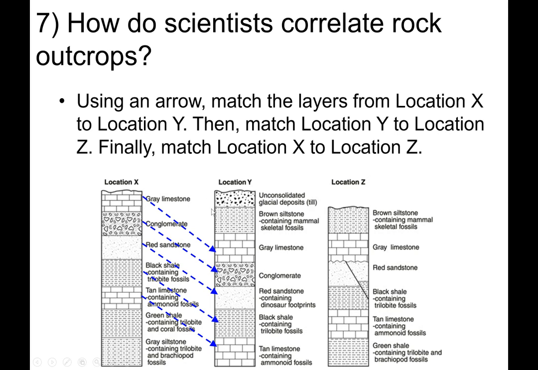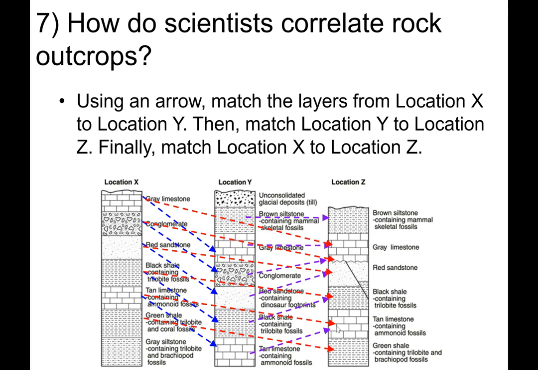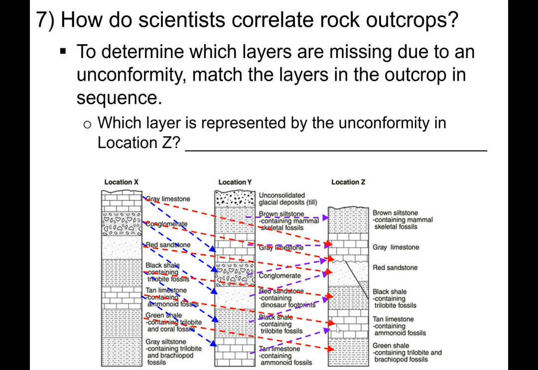And if I was to do the same thing from Y to Z, you see where the gray limestone is and the brown siltstone. The conglomerate layer is missing in location Z, the red sandstone, the black shale, and then the tan limestone, which is here. Now remember, our oldest rock's going to be on the bottom, our youngest rock's going to be on top. And if we were to match from X to Z, you see a longer correlation of where the rocks are lower than what we see in Y. So which layer is represented by the unconformity in Z? If we look at Z, we point out the unconformity, and we see that the conglomerate layer is missing.